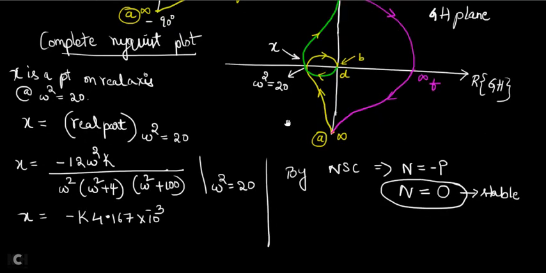Correct? Now you tell me, where should your minus 1 be? Should your minus 1 be here? If your minus 1 is here, how many circles are there around minus 1? There is one small circle and a second, bigger circle. So I cannot write my minus 1 here. Why? Because if you write minus 1 here, then you will have capital N equal to 2 circles. But I want capital N to be equal to 0. Then only my system will be stable.